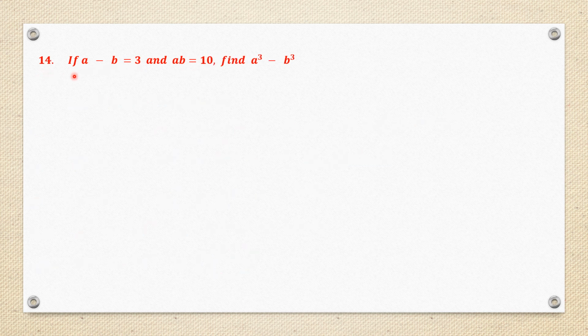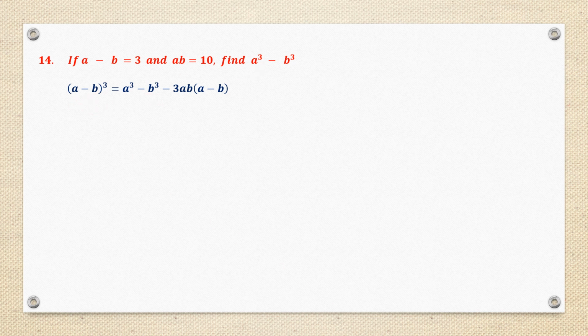Question 14. If a minus b is equal to 3 and ab is equal to 10, find a cube minus b cube. So since we're talking about a cube, let's think of a formula for that. So that will be a minus b the whole cube. Okay, so here a minus b the whole cube, a minus b is already given to us. This is what we need to find out. So that's why we have used this formula.